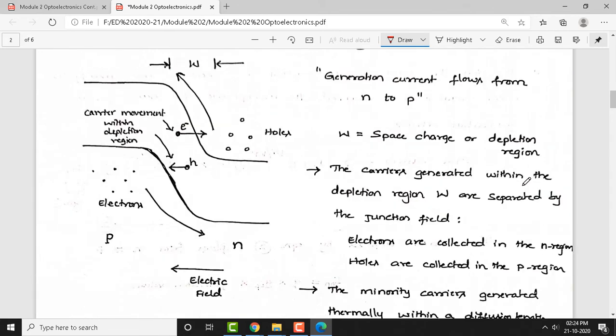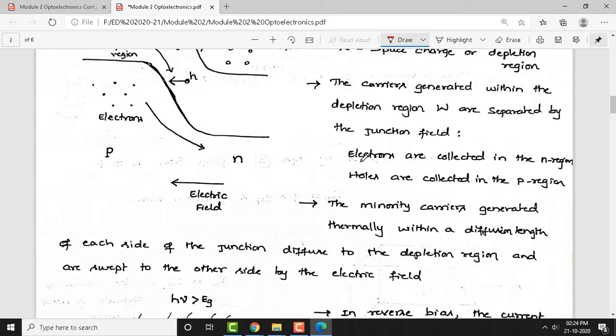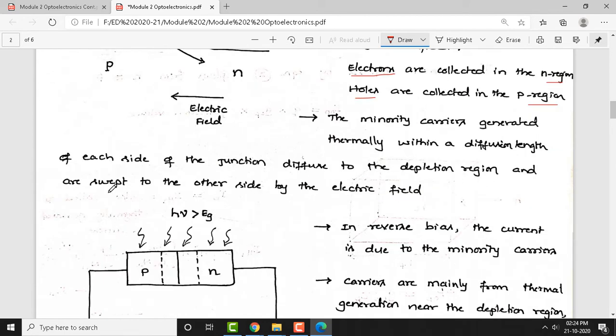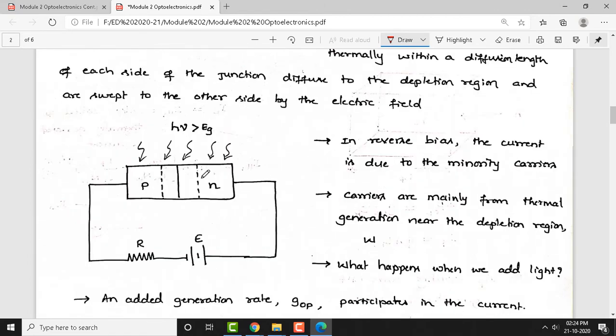W is the space charge region, and as we summarized in the previous pictures, electrons are collected in the n region, holes are collected in the p region. So, the minority carriers generated thermally within the diffusion length of each side of the junction diffuse to the depletion region and are swept to the other side by the electric field. The electric field is so strong that it pushes electrons into the n side, and holes are pushed into the p side here. Electron-hole pairs are created when we apply hν greater than the forbidden energy gap.